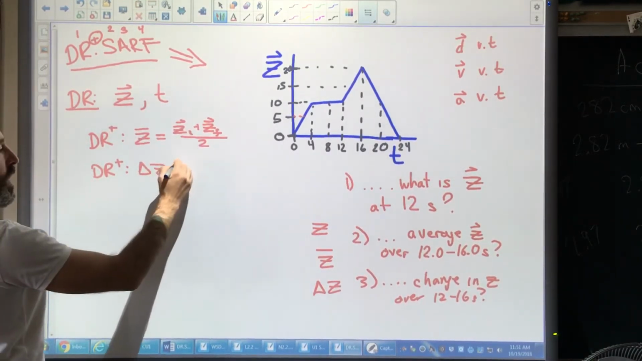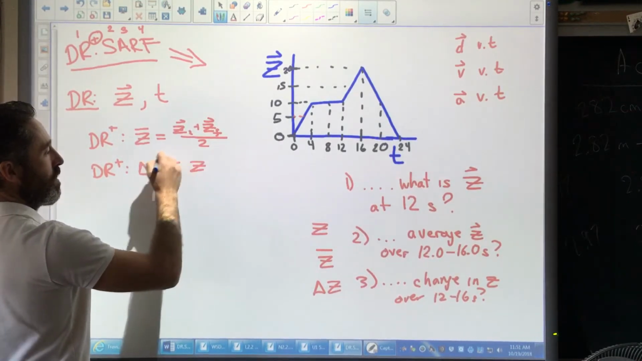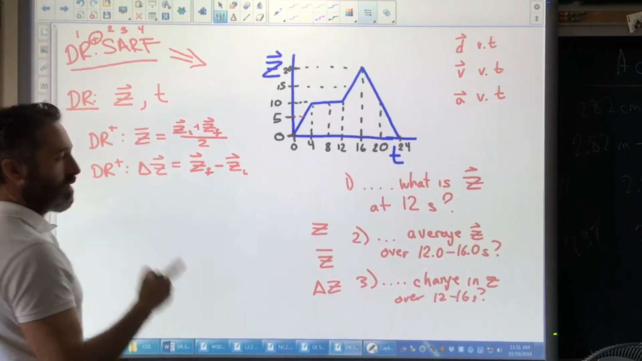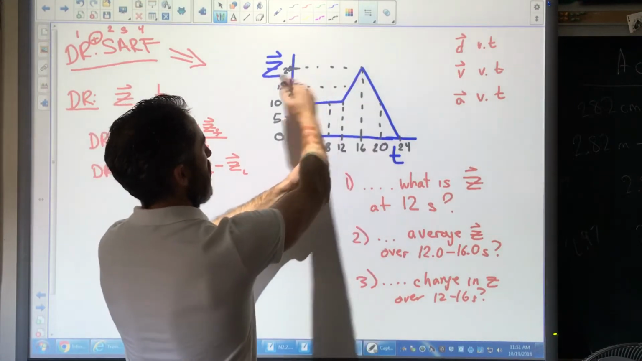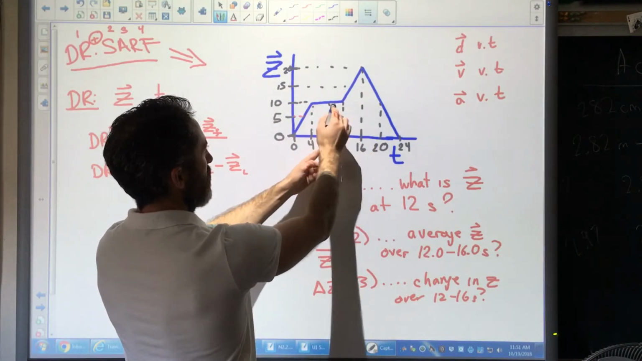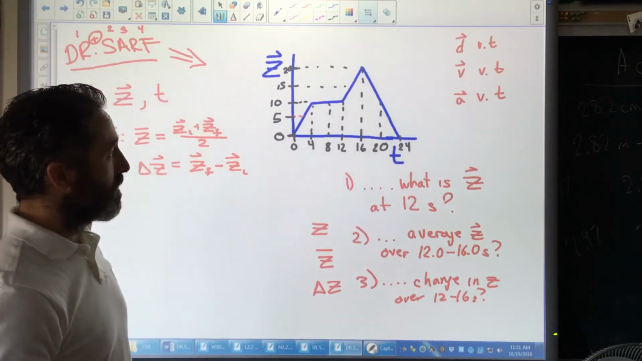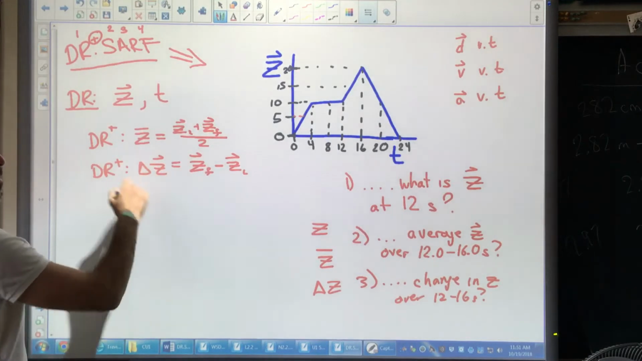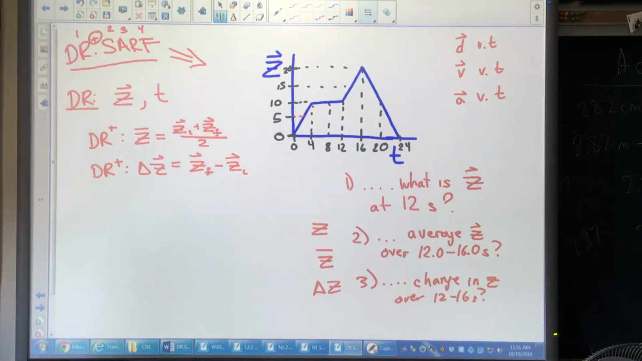Got to know those pop definitions. What's delta z? Well, delta anything, you should know, is your final z minus your initial z. The order matters. So you could say, oh, the final is 20, the initial is 10, 20 minus 10 is 10. Replace this with displacement, acceleration, or anything, and all of a sudden your change in displacement or acceleration or velocity starts to make more sense. So there's our direct read.